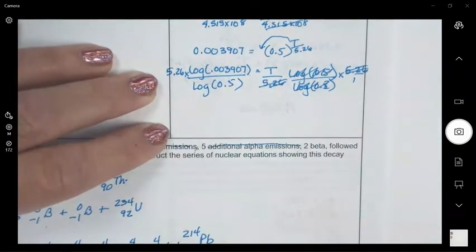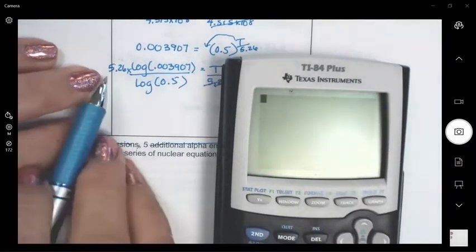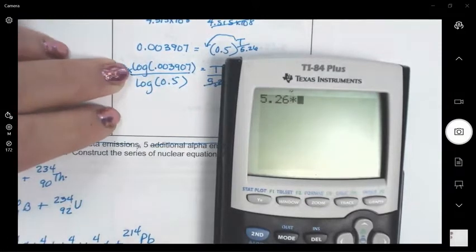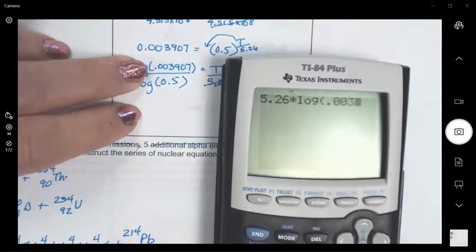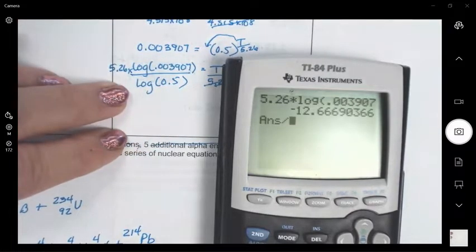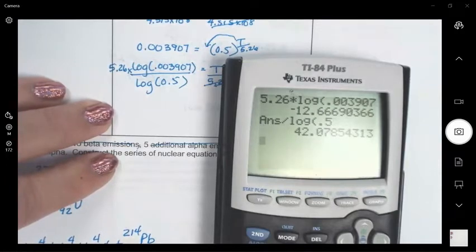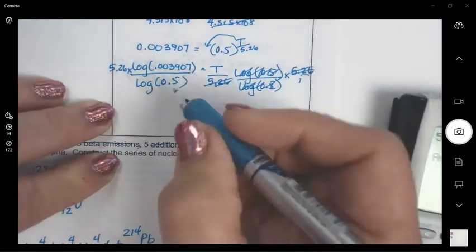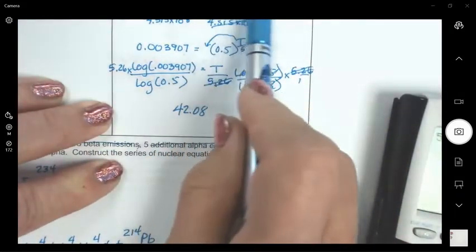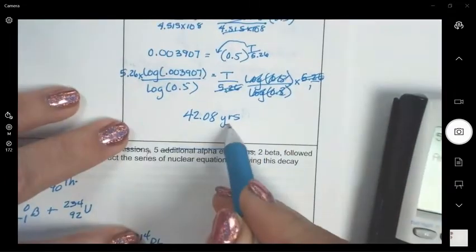So I'm right now back to the calculator. Just read across, so 5.26 times the log of 0.003907. I'm at the end of my line, so I hit equals. Then I'm going under my line, so divided by the log of 0.5. I'm at the end, hit equals. What do we think? What would I write? 42.08, yep. 42.08, and it asks how much time will pass, so it's in years. Whatever unit they give you is also the unit you answer in.